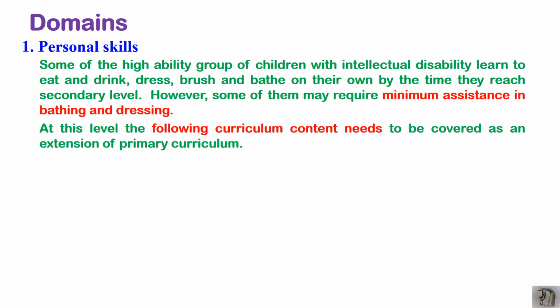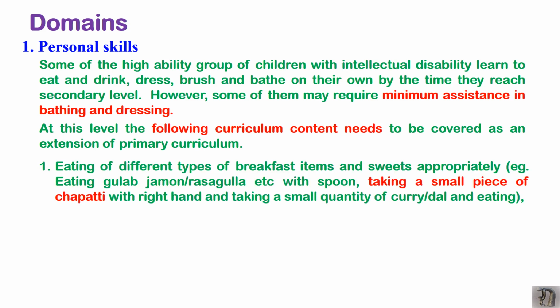Okay, so at this level, the following curriculum content needs to be covered as an extension of the primary curriculum. Because if you don't achieve the target, though he is pushed to the secondary level, whatever assistance was required in the primary, if you don't fulfill it, then he will face difficulty when he goes to the pre-vocational level. So, like eating different types of breakfast items, this is the extension of the primary group. That means this kind of items you will see in the secondary level of curriculum.